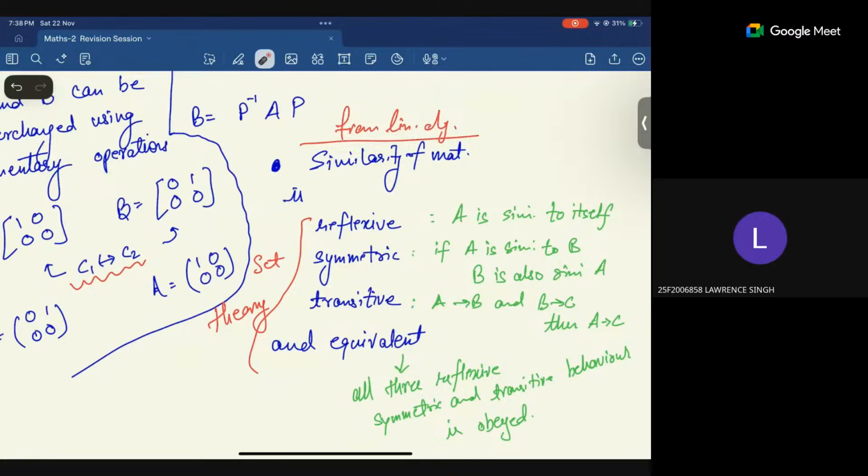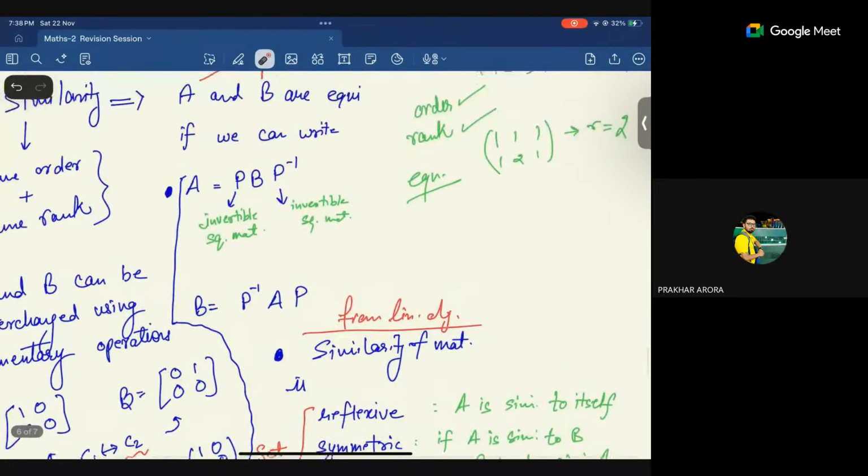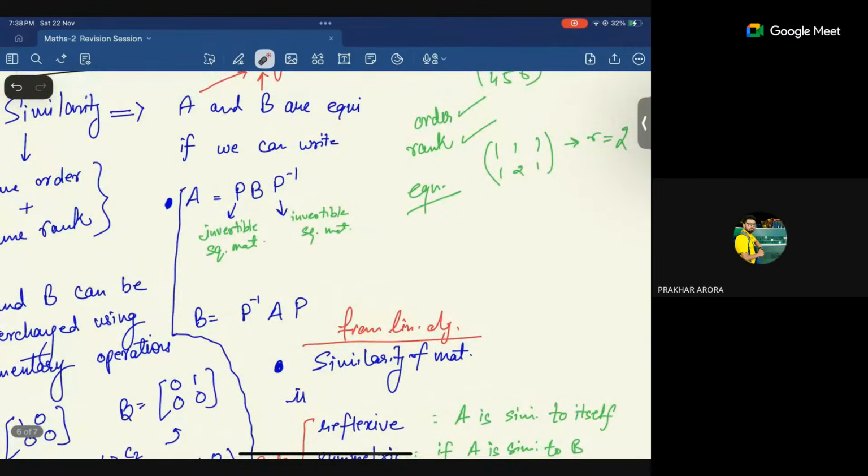But how can we use these topics, like reflexive, symmetric, and transitive, in a matrix? Is there any example of that type of question you have? See, that will drag this discussion in a wrong direction. Not a wrong direction, but from the exam point of view, it is not a good direction.